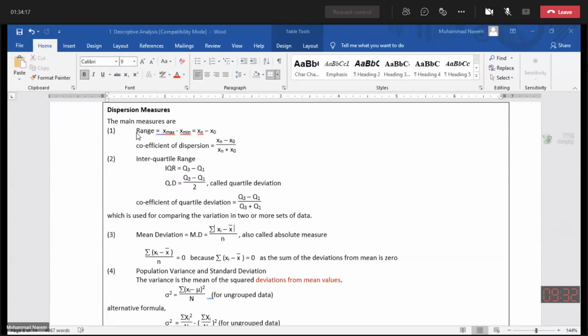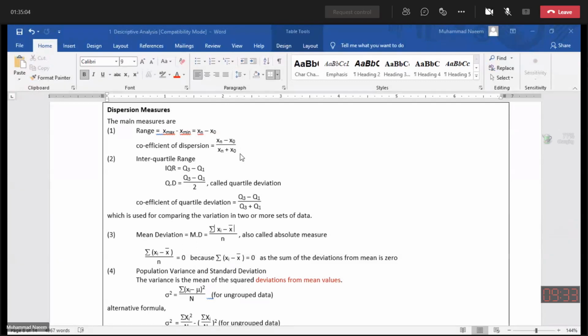One is the range. Range tells us about the dispersion of the data: maximum minus minimum value, the most simple dispersion measure. Coefficient of dispersion is xn minus x naught divided by xn plus x naught. We use coefficient measures for the purpose of comparison, so that we could avoid different units of the variable.